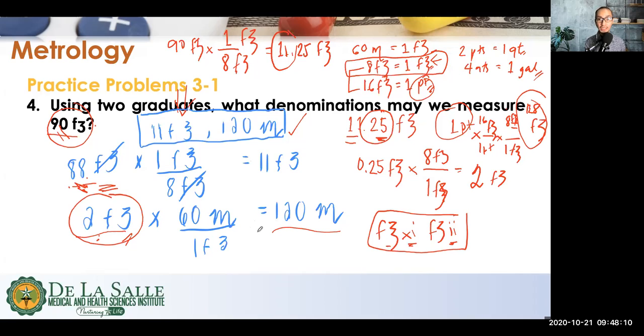Okay? So yun yung ginawa ni Ms. De La Cruz. Okay? Ayan, so she converted 2 fluid grams, the remainder, okay, doon sa minims. Okay? So that's why she got 120 minims. So her final answer is 11 fluid ounces and 120 minims. Okay? Ayan. So, was the explanation clear?